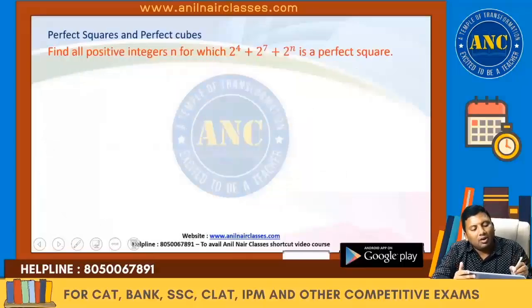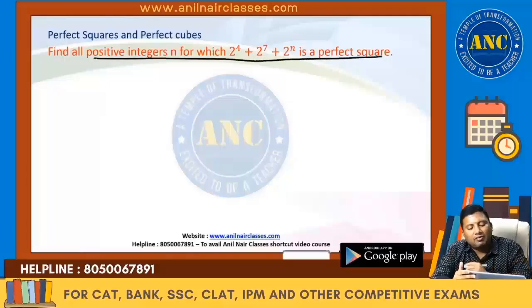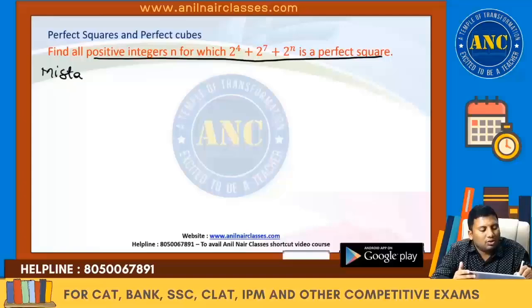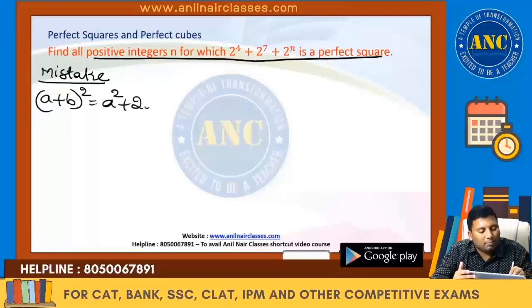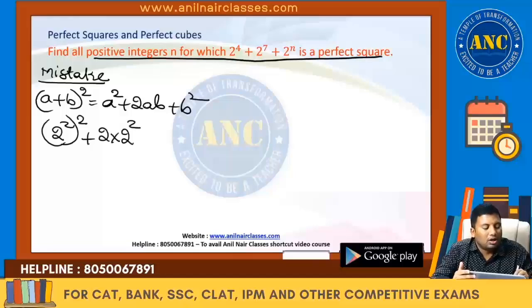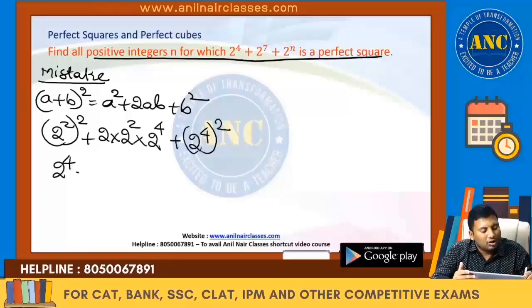Next one. Find all the positive integers n for which 2 power 4 plus 2 power 7 plus 2 power n is a perfect square. Most of the students will make this mistake first. What is the mistake we will see? A plus b whole square is a square plus 2ab plus b square. So this is nothing but 2 square whole square. Then 2 into 2 square, 2 cube. Next is 2 power 4. So they will write 2 power 4 whole square. So this is nothing but 2 power 4 plus 2 power 7 plus 2 power 8.